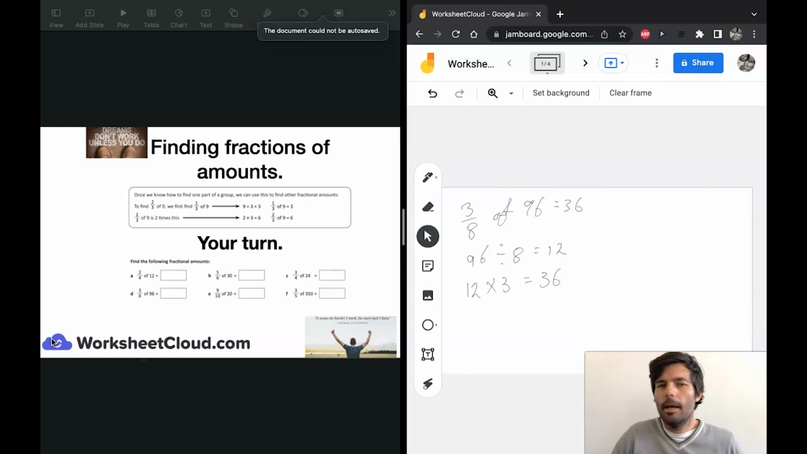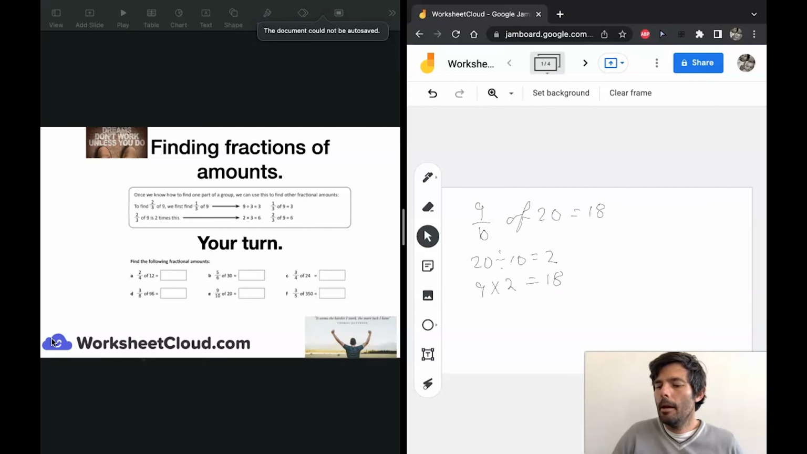Okay, question E is 9/10 of 20, so 20 divided by 10 equals 2. That's 1/10, and then 9/10 would be 9 times 2 is 18.